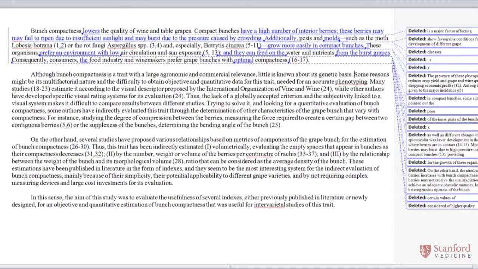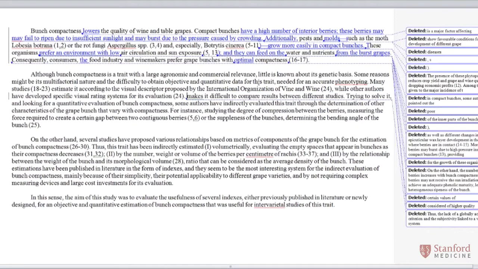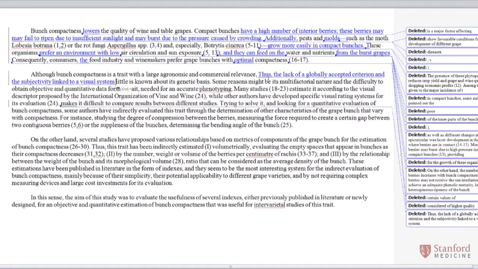But I think we can remove this mention of genetics, and then there's a great sentence lower: thus the lack of a globally accepted criterion and the subjectivity linked to a visual system makes it difficult to compare results between different studies. I think that's the heart of this paragraph, that there is no globally accepted criterion, and the ones we have are subjective. So I'm just going to move that concept up and put that in the first sentence so the reader gets an overview of this paragraph, knows where the author is going. So I just changed this slightly.